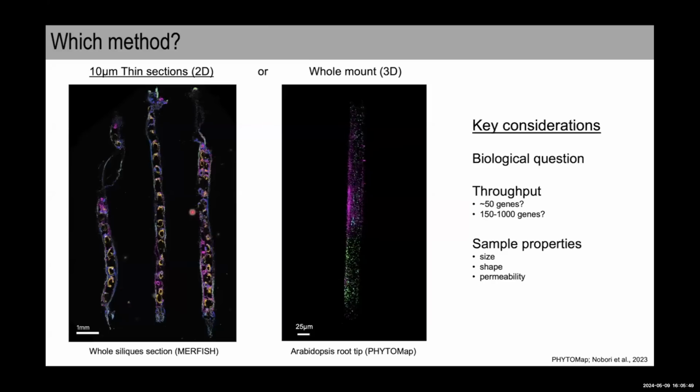Additionally, there's inherent properties about whatever sample you may be looking at. What is the size of your sample? What is the shape? How permeable are the cells? Some of these enzymes or reagents need to enter the cells, and if you can't permeabilize the cells easily, it may not be easily achieved in that assay.